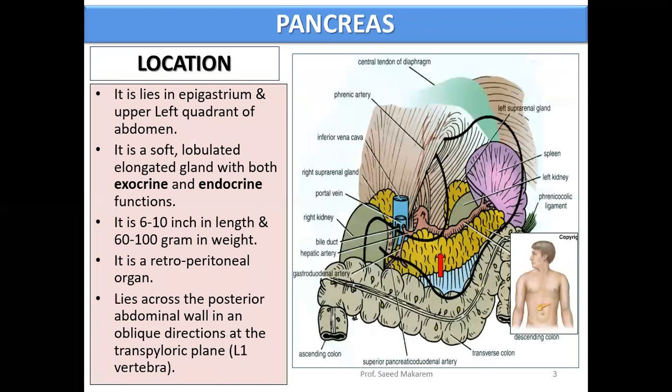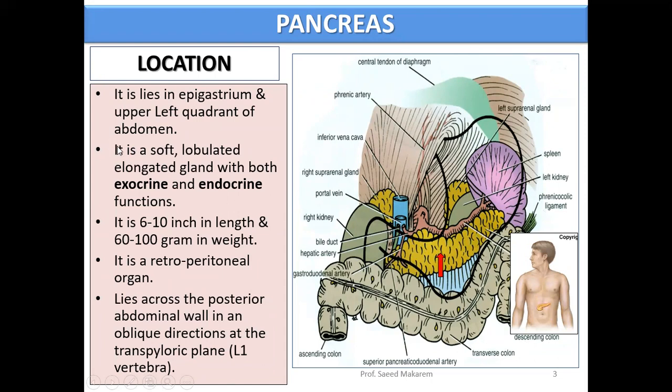So to begin with, the most important among these glands, that is the pancreas. The pancreas, as you know, is located in the epigastrium, just above the umbilicus, if you see here. So above the umbilicus, this region is called the epigastrium. So it is present in the epigastrium and upper left quadrant of the abdomen. It begins from the epigastrium, but it continues. As you can see here, this is a horizontal gland which is kept horizontally. So it extends all the way up to the left quadrant of the abdomen, left hypochondrium.